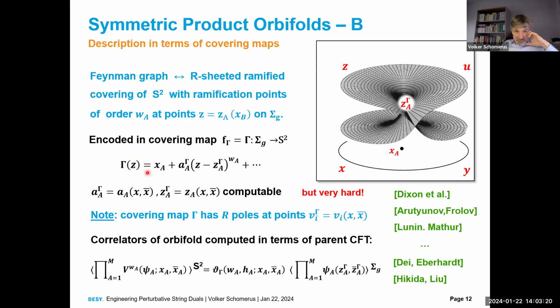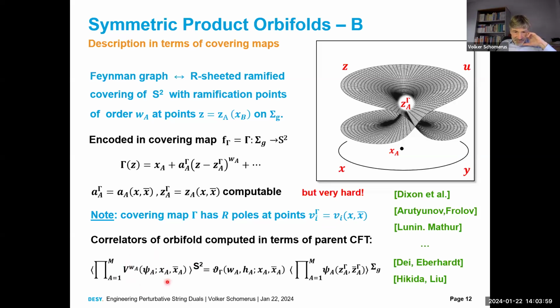And since the whole function was computable from the data up to some discrete choices, also the positions of the poles, which I will denote by V_I, are computable from the data of the CFT quantity that I want to compute. So if I was able to compute this covering map for a given fat graph gamma, then I could relate the correlation function of these twist fields. This notation I'll explain a little bit more in the next slide.